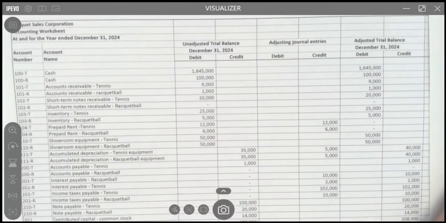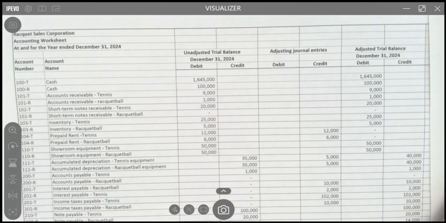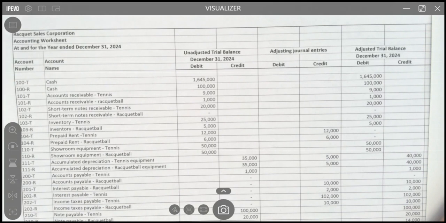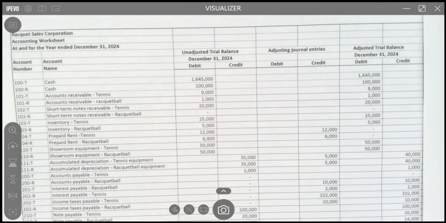Okay, so again, we have the Racket Sales Corporation accounting worksheet at and for the year ended December 31, 2024. And this was, of course, provided to you as a lead into this case. So now at this point, go ahead and turn those permanent accounts into a balance sheet.